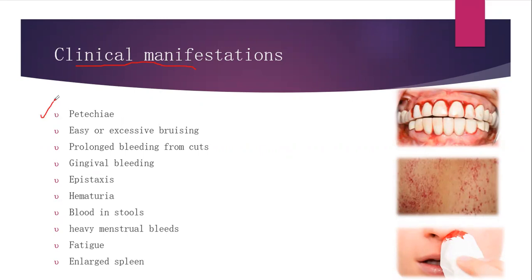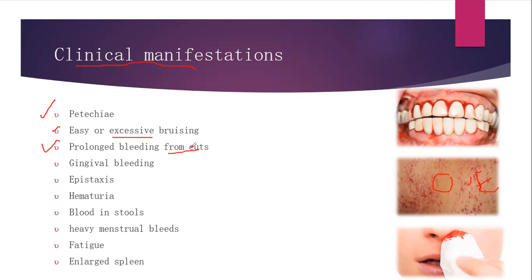So this may be petechiae, meaning bleeding within the skin, and on the basis of their size or thickness, we can classify that as petechiae, ecchymosis, or even simple bruising. So this may be petechiae, or even easy or excessive bruising, and then prolonged bleeding from cuts. If some small cuts occur, through knives or even spatulas, in a normal individual that cut will heal very soon, and the normal coagulation process will happen.